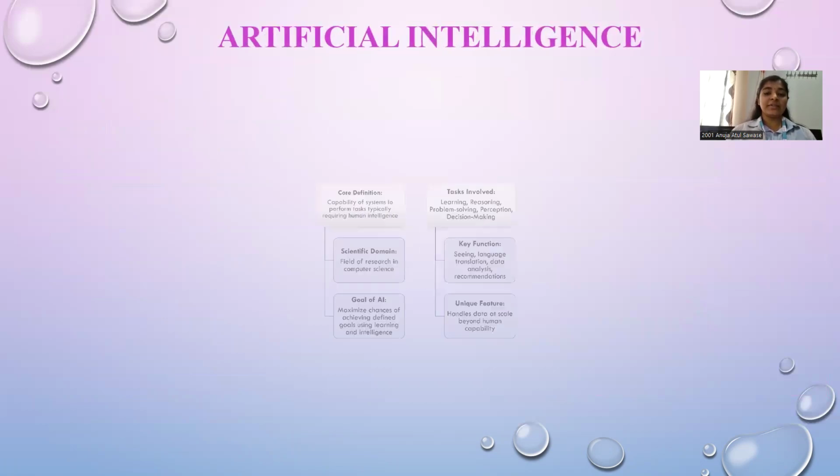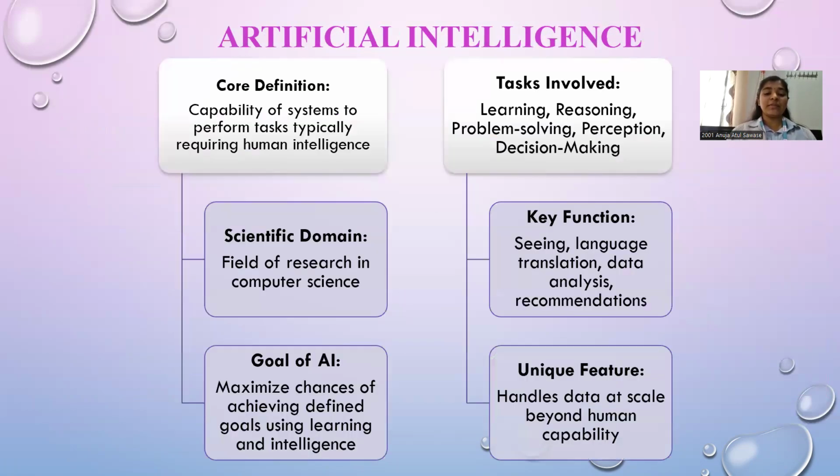The next slide is artificial intelligence. The definition of artificial intelligence is the capability of systems to perform tasks typically requiring human intelligence. Its scientific domain is a field of research in computer science. The goal of AI is to maximize the chances of achieving defined goals using learning and intelligence. The tasks of AI are learning, reasoning, problem solving, perception, and decision making. Key functions are seeing, language translation, data analysis, and recommendations. A unique feature of AI is that it handles data at scale beyond human capability.